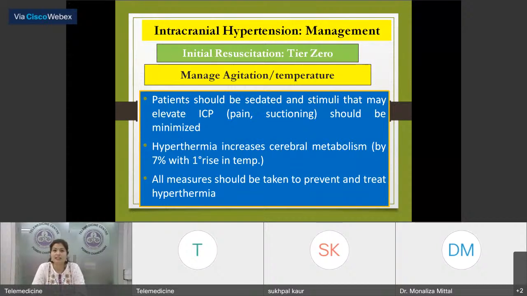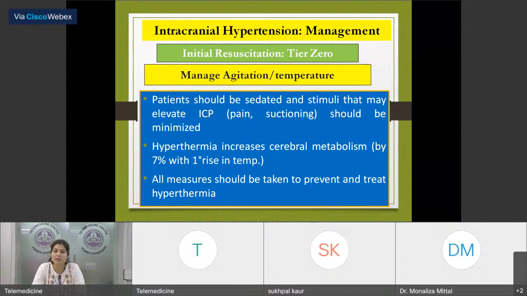The next is to manage the agitation and temperature. Why is it important to control agitation? Because agitation will increase body activity, especially muscular activity. And it is not only muscular activity of the body, but it will also increase the metabolism of the brain. Once the metabolism of brain tissues increases, it will definitely increase the level of the ICP, because any small change in the activity of the patient will increase the ICP.